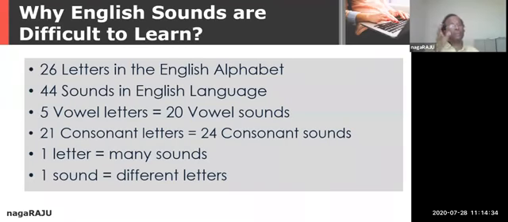Okay, so the problem with English is, though there are 26 letters, there are 44 sounds. These 26 letters can produce 44 different sounds, standard, internationally accepted, IPA-based sounds. And every English teacher must know this. Directly or indirectly, your students also should know this.